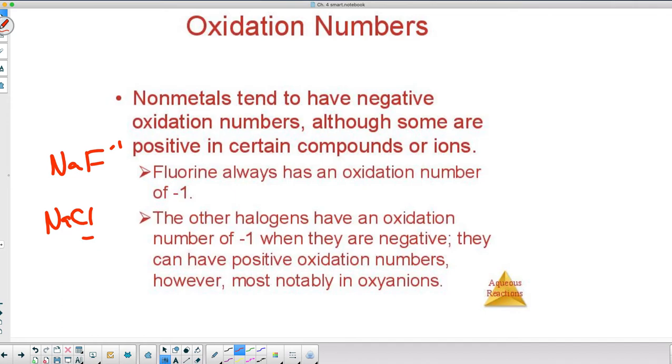Like that is good, it has a -1 like we always think it does, but then when you see it in a polyatomic ion, like ClO, this would be hypochlorite. In this case here, oxygen has a -2. Now we're going to take a look at the polyatomic ions. I'm getting a little bit ahead of myself. But if it's in a polyatomic ion, that's what an oxyanion is. Oxyanion means polyatomic ion. So let's keep moving forward here.